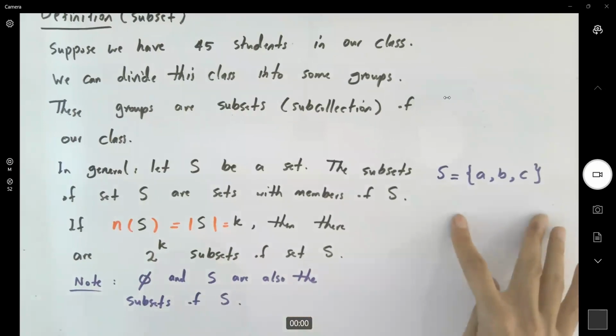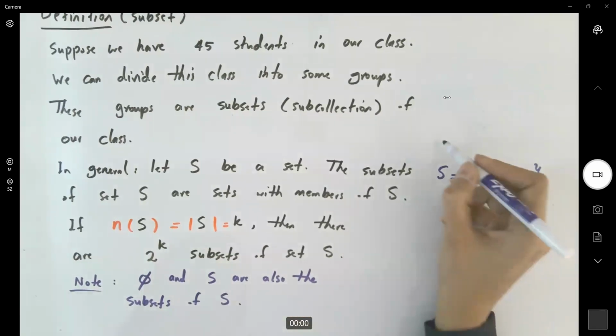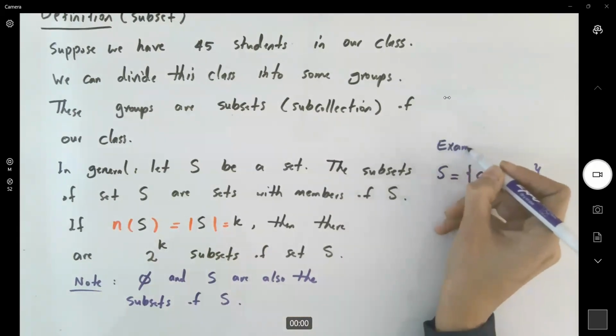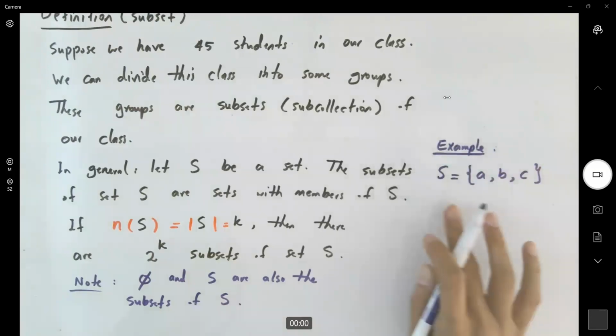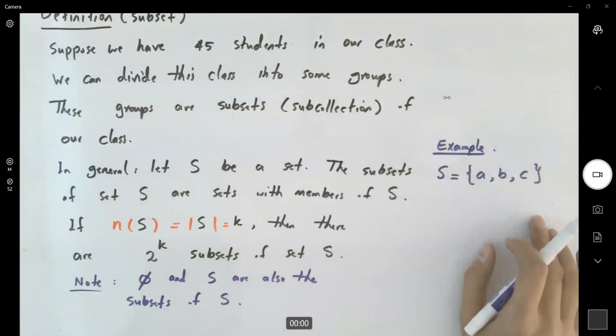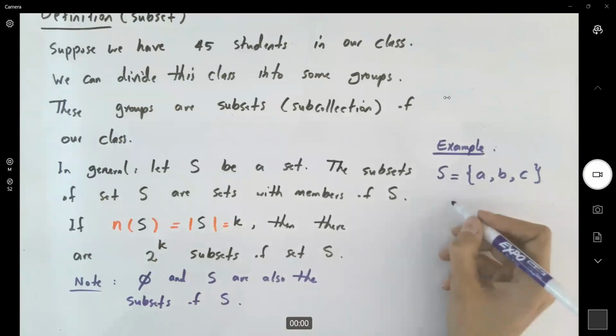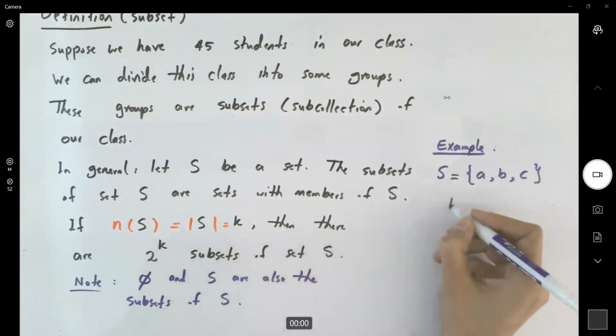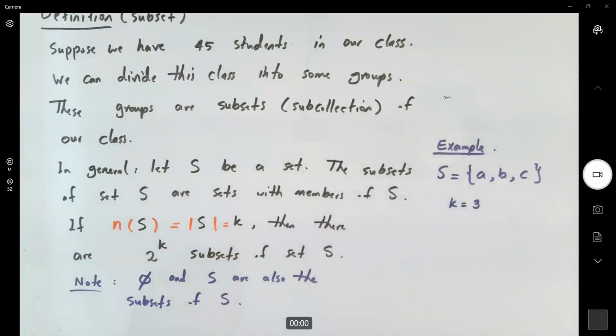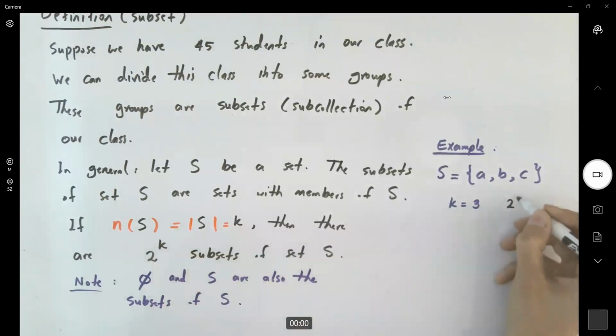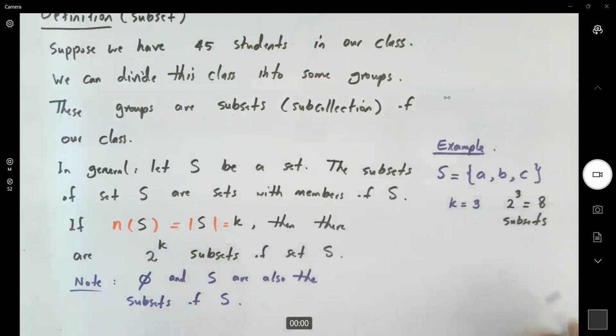Let us move on to the example that we have here. We know that the cardinality of this set is 3. So k is equal to 3. We expect to get 2 to the power k, or 2 to power 3 subsets. So 2 to the third, or 8 subsets. Okay, so let us form them.